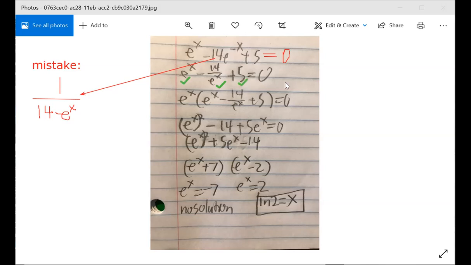He multiplied both sides by e to the power x. Very good. And times 0, still 0, no problem. And this is equal to e to the power x squared minus 14 plus 5e to the power x. Very good. Are you missing a 0 here? So don't do that.